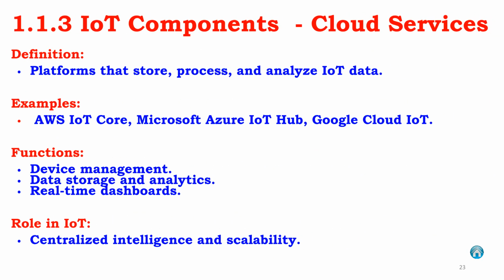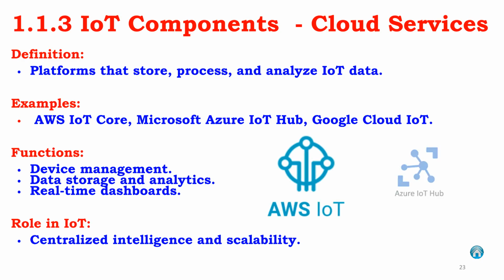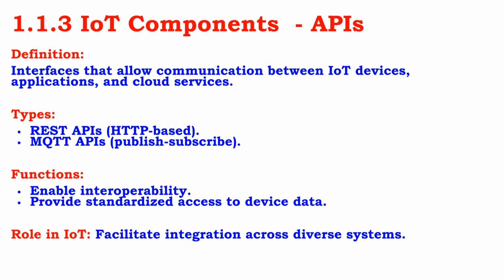Cloud services are platforms that store, process, and analyze IoT data. Examples include AWS IoT Core, Azure IoT Hub, and Google Cloud IoT. They offer centralized intelligence and scalability. APIs are interfaces that allow communication between IoT devices, applications, and cloud services. They include REST APIs and MQTT APIs, and their role is to facilitate integration across diverse systems.